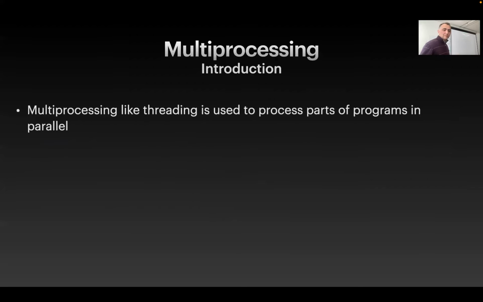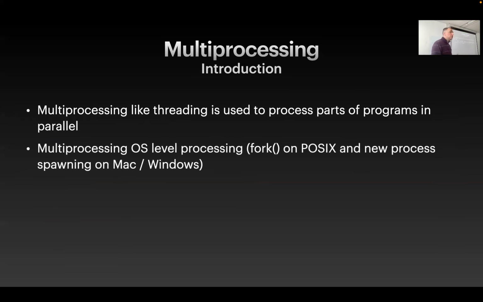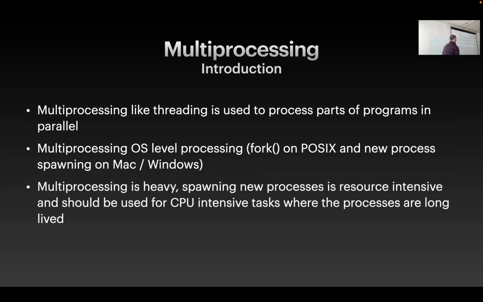All right, so multiprocessing is basically the same thing, except that it's also used to process different parts of the program in parallel. But the difference is that multiprocessing uses OS-level processing, which means it uses fork on POSIX systems, and it spawns actually complete new processes on Mac and Windows. So you have to be careful what you do, because depending on the platform, it behaves slightly differently, right? And it is not as lightweight as threading in Python. In particular, it takes a lot more time to spawn a new process.